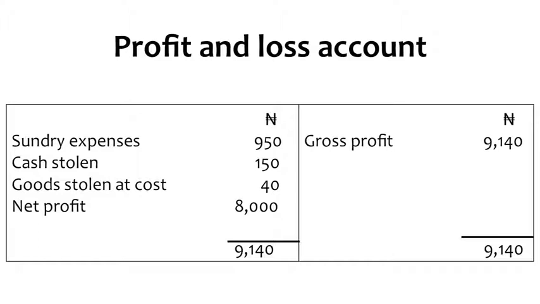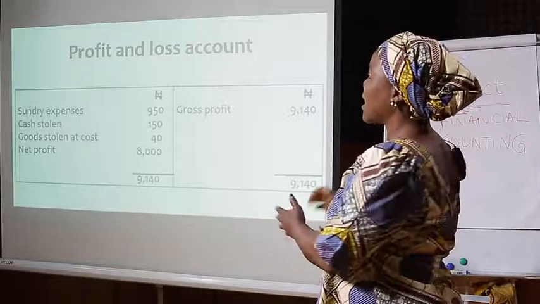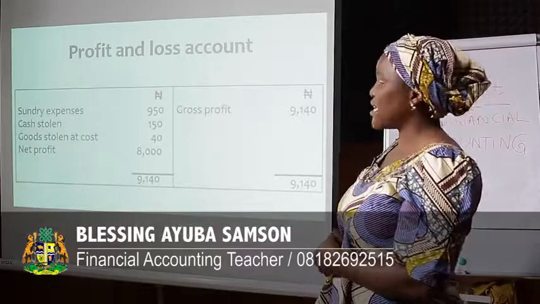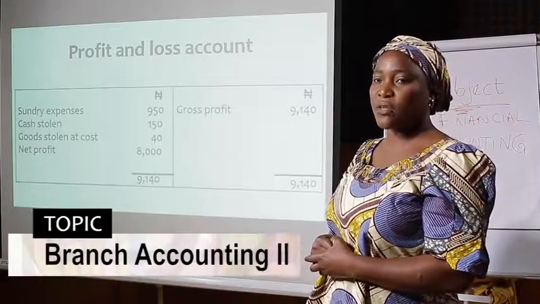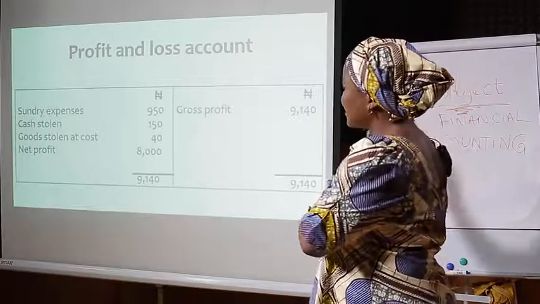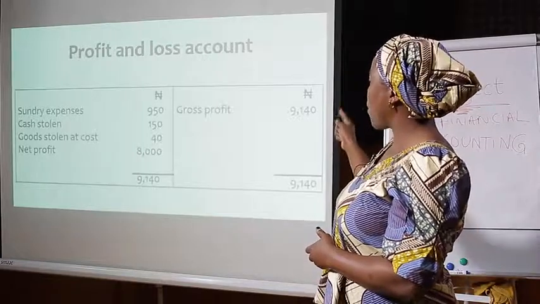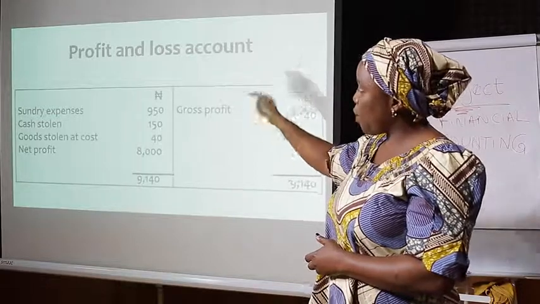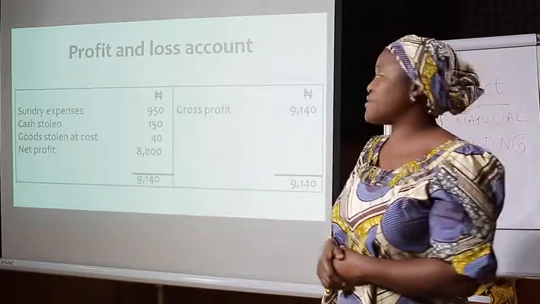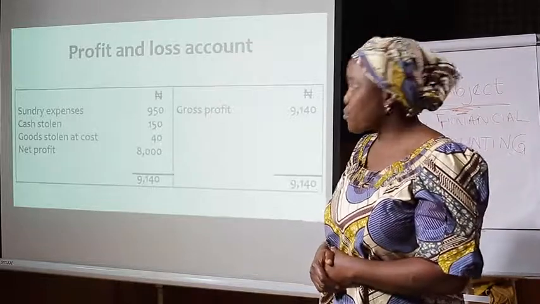And all the expenses are going to be on your debit side. In this account, we made expenses as number one, sundry expenses, which is 950 naira. Cash stolen cannot be accounted for, so it's an expense, 150 naira. Goods stolen at cost is also an expense, which is 40 naira. Looking at this account, you can see that the gross profit is greater than your debit side of the account. And anytime the credit side is greater than the debit side, we have profits. So if you deduct 950, 150 naira, 40 naira from 9,140, the balance that you have is 8,000 naira. And that balance is our net profit.